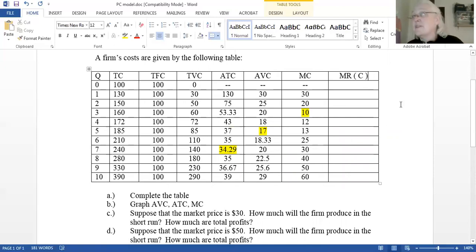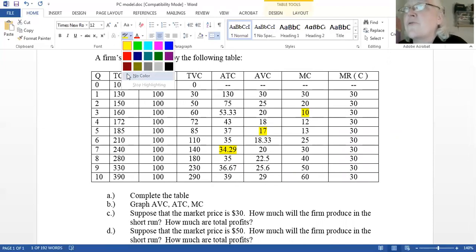Okay, so in the beginning, it's 30. So I'm going to do dash dash because that doesn't matter. And then I'm just going to do, it's 30, it's 30, it's 30. It's a horizontal line. So it's all the same. No, this one doesn't need to be highlighted anymore. So we'll just do no color on that one.